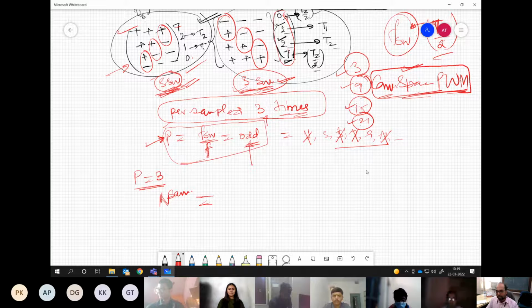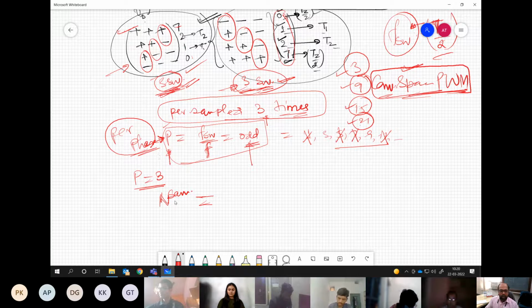Another thing we need to know here before going to that: this is 3 switchings happening for all 3 phases, right? This is not for just one phase. Pulse number we are defining for one phase. This is per phase. Pulse number P is related to each phase, correct?